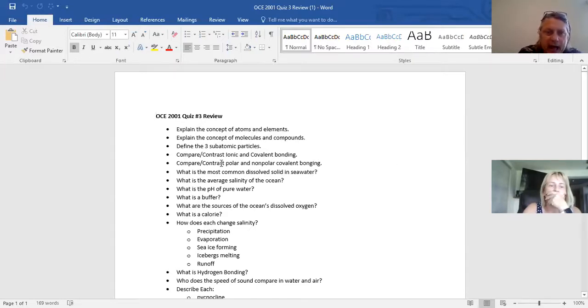The difference between an ionic bond, which would be the electron transfer, and a covalent bond, which would be sharing your outer shell. So compare and contrast these two types of bonding. Compare and contrast polar versus non-polar bonding, especially polar bonding, because water is so important. It's a polar molecule. So you want to really know your stuff when it comes to hydrogen bonding or polarity.